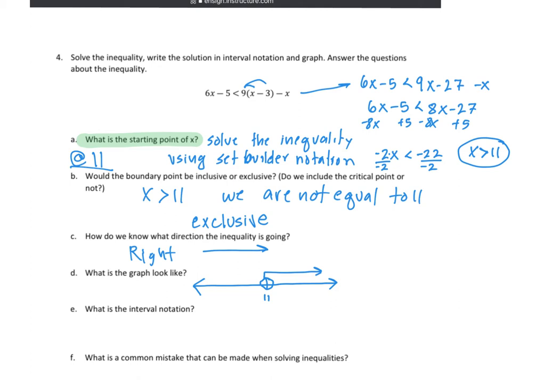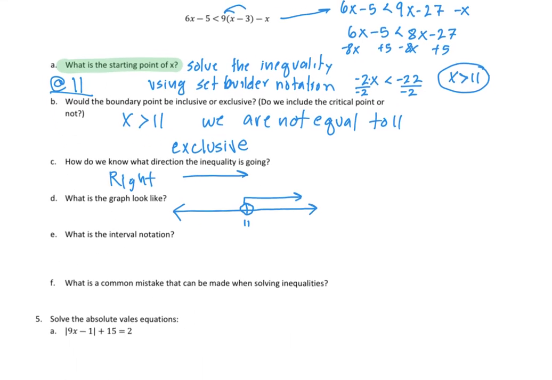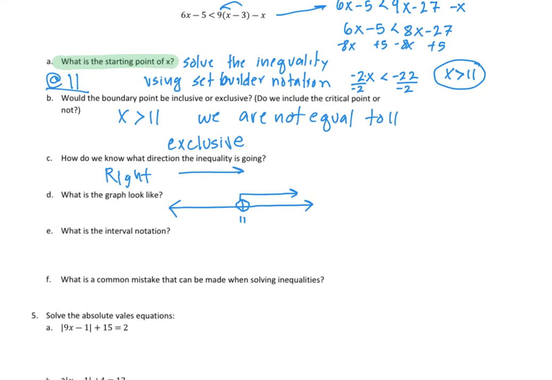Okay, the interval notation for this, I like to write my interval notation after I've drawn the graph out because it's very visually right there in front of us. So we read the graph from left to right. We have nothing until we start there at 11. 11 is our starting point. So we're going to start at 11. We are not going to include 11. And then we go to infinity. And that is it. That is our graph and our interval notation.